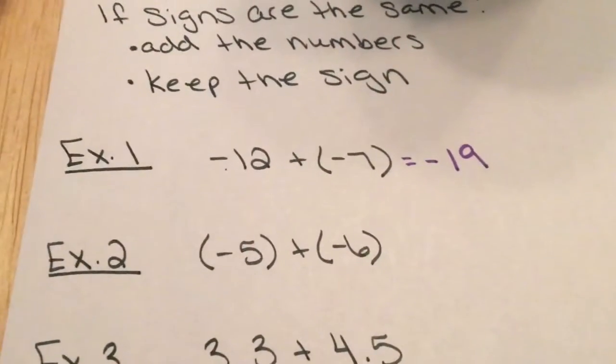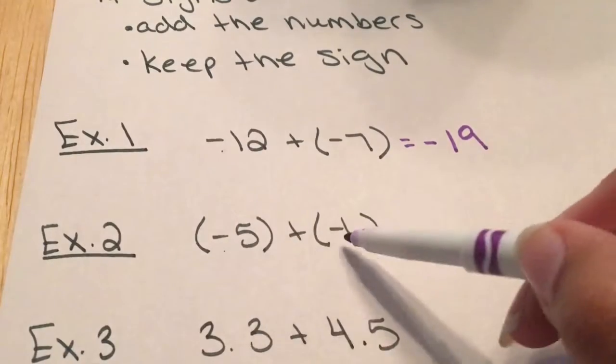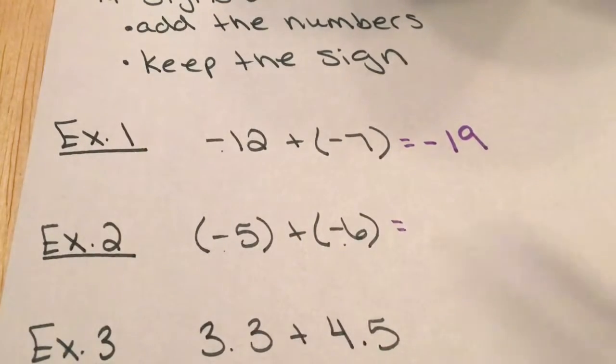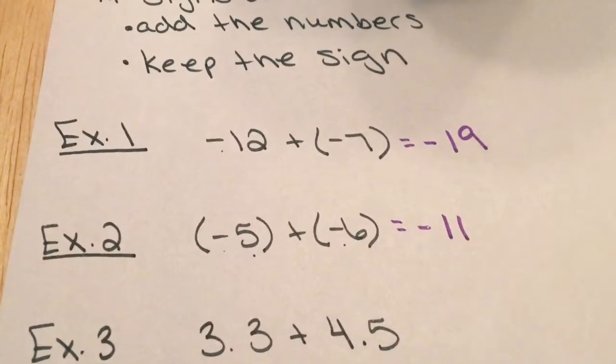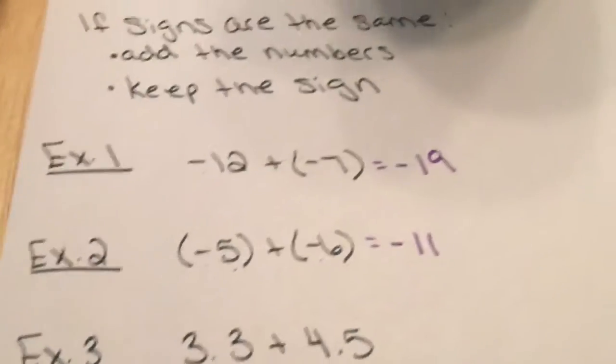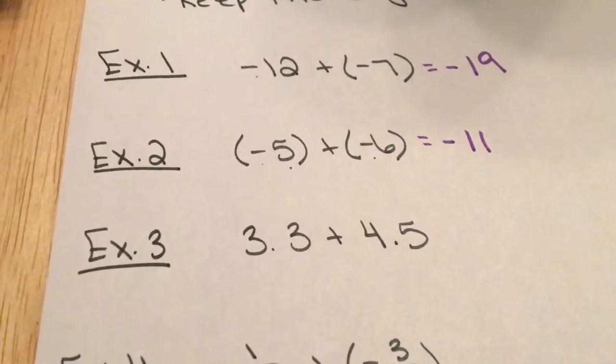On example 2, we have negative 5 plus a negative 6. Again, the two signs are the same, so we're just going to go ahead and add the numbers. 5 plus 6 is 11, and we're going to keep that negative sign to make the answer negative 11. This also is going to be working with fractions and decimals, so let's quickly look at example 3.